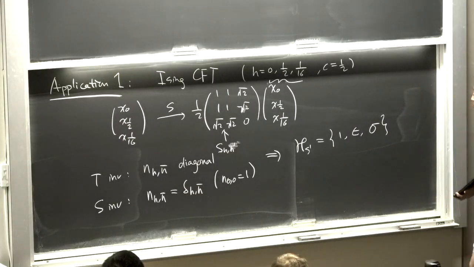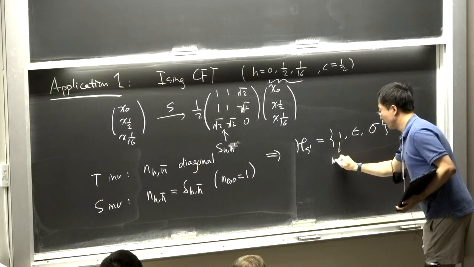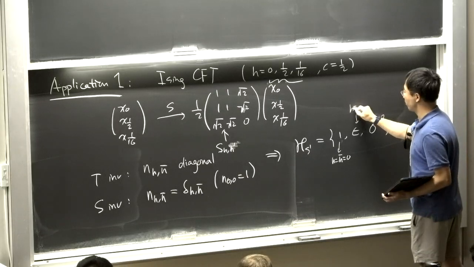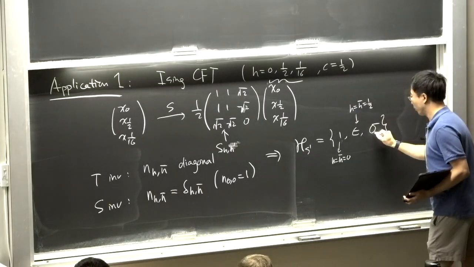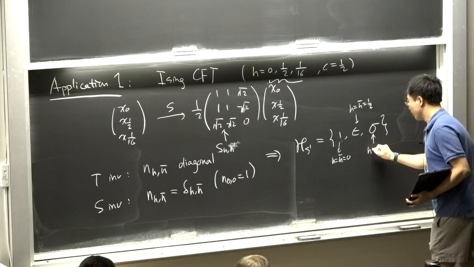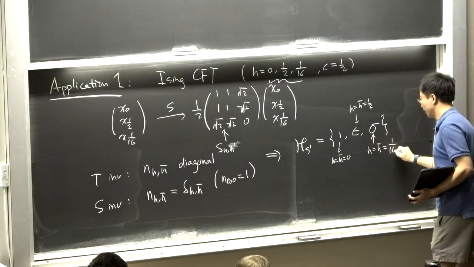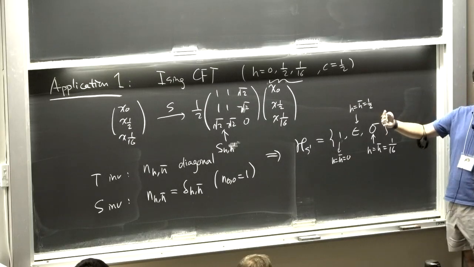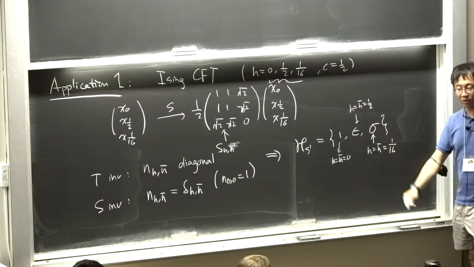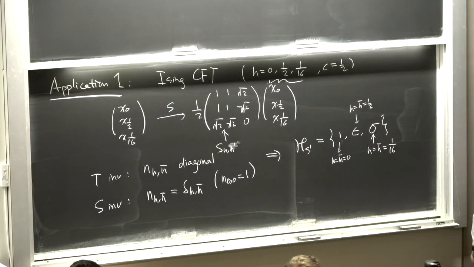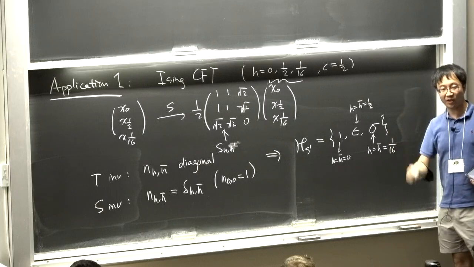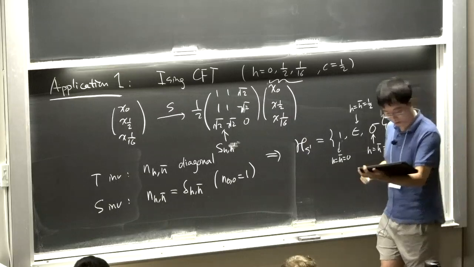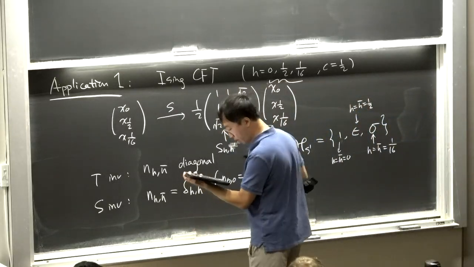that are conventionally denoted by identity, which has h and h bar equal to 0; by epsilon, the so-called energy operator, which has h and h bar equal to 1/2; and then the spin operator sigma that has h and h bar equal to 1/16. The reason they're called energy and spin is related to how this model is realized on a lattice. Sigma is the continuum model for the individual spins on the lattice, and epsilon is the bilinear in the spin variables, which is the continuum version of the energy on the lattice, the two-dimensional Euclidean lattice for the Ising model.